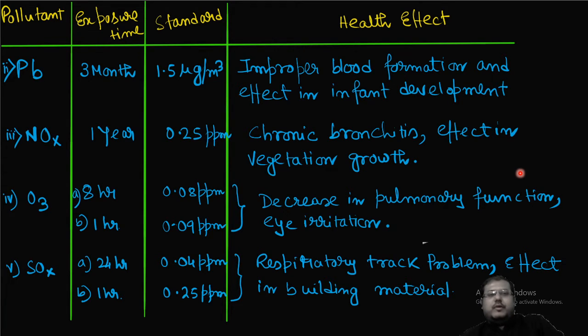SOx, 24 hour and 1 hour. Standard 0.04 ppm and 0.25 ppm. Will show respiratory tract problem, effect in building material.